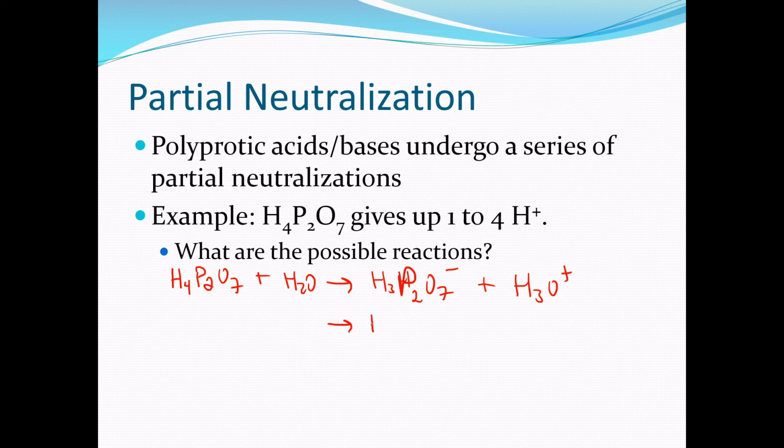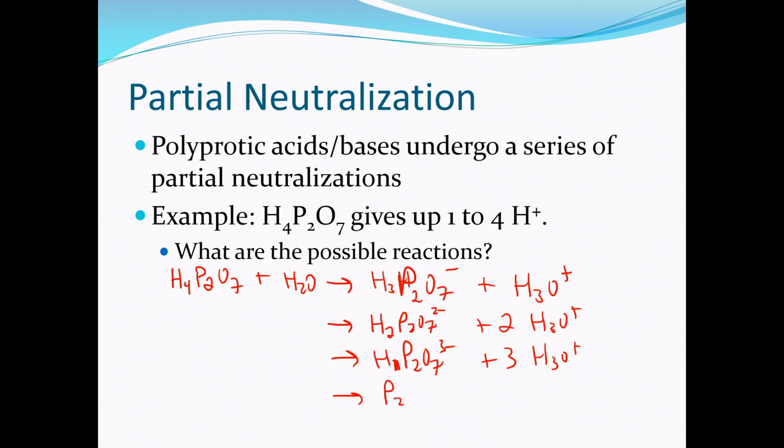It could give up two hydrogens and create two hydroniums. It could give up three hydrogens, and you get the following. Or it could give up all of its hydrogens, four hydrogens, plus 4 hydroniums. These are your four possible reactions when working with this particular polyprotic weak acid.